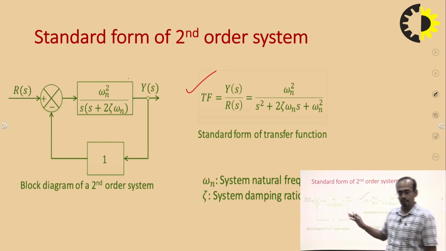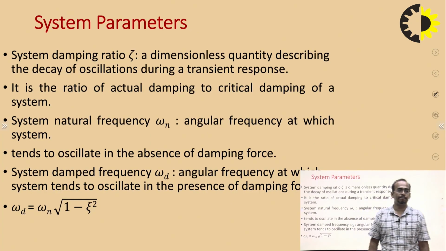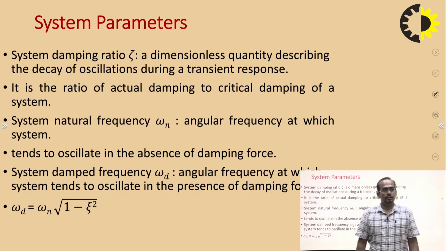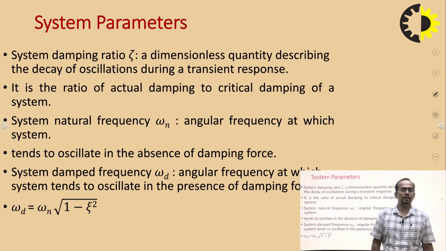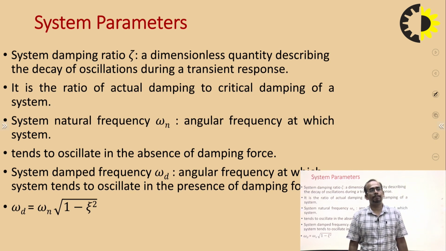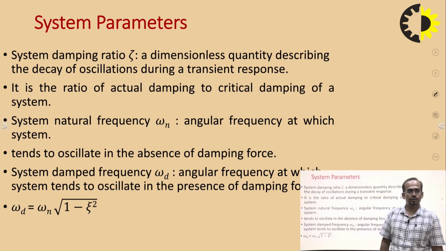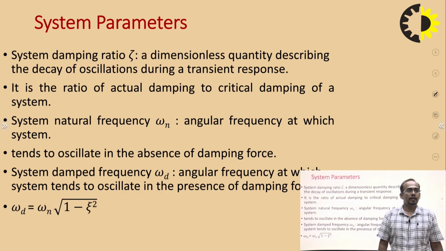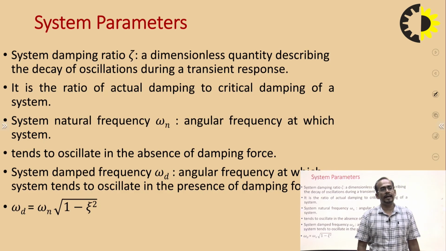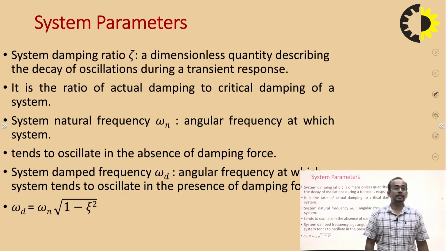Now I am going to do the analysis. I am going to find the system parameters. So basically there are three parameters. The first is the system damping ratio. It is a dimensionless quantity which describes the decay of oscillation during a transient response, and it is the ratio of the actual damping to the critical damping of the system. What is the system natural frequency?